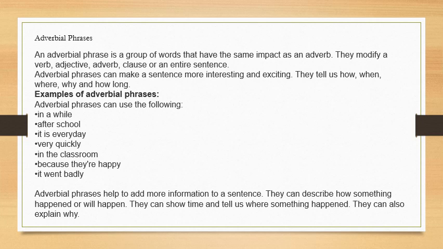Adverbial phrases help to add more information to a sentence. They can describe how something happened or will happen. They can show time and tell us where something happened. They can also explain why. Okay, so lots and lots of information in adverbial phrases, so it's really important to include them in your writing.